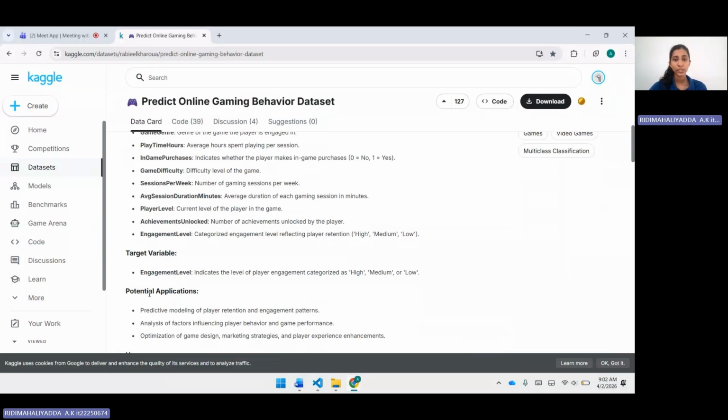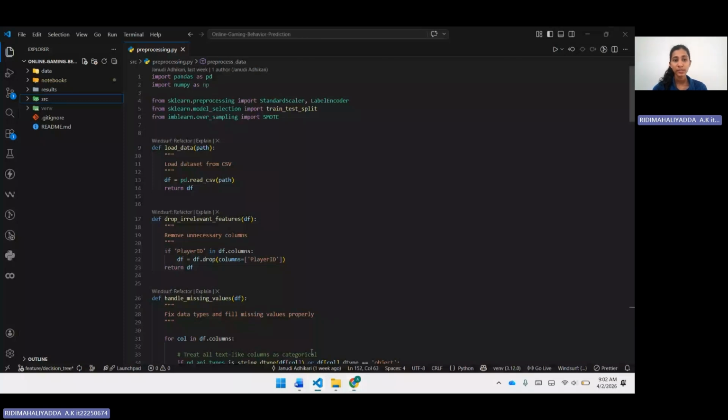Before training the machine learning models, we perform data preprocessing. Here it is. This involves several steps. Removed unnecessary data and handled missing values. Converted categorical data into numbers and scaled numerical values. Created new features and removed outliers. Split the dataset into training and testing sets and balanced the data using SMOTE. So after preprocessing, the dataset is ready for machine learning.